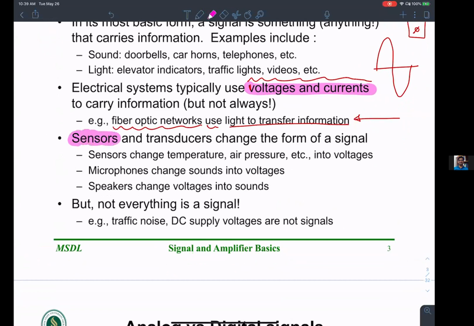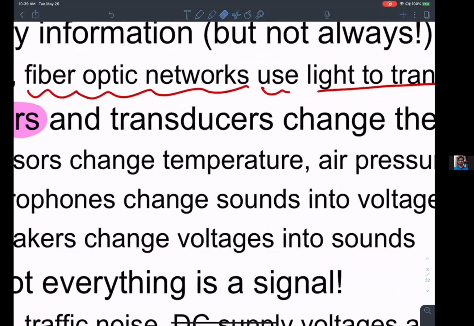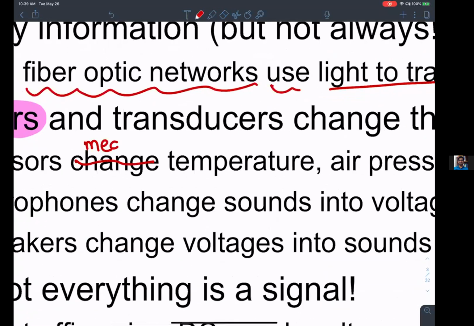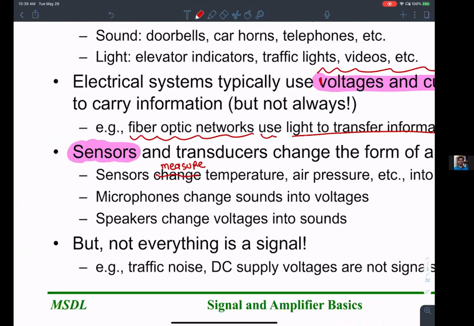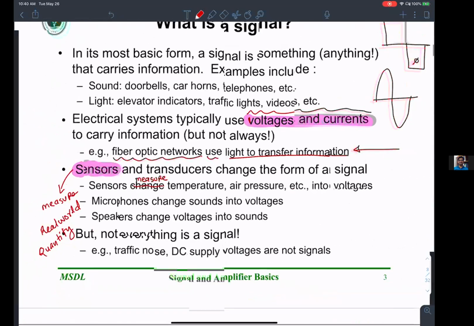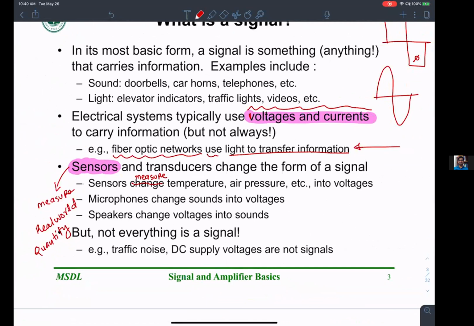Okay, in order to be able to communicate using signals, we need sensors and transducers. Sensors measure a real world quantity. It could be temperature, it could be air pressure, and they convert that quantity into a corresponding voltage or current signal.